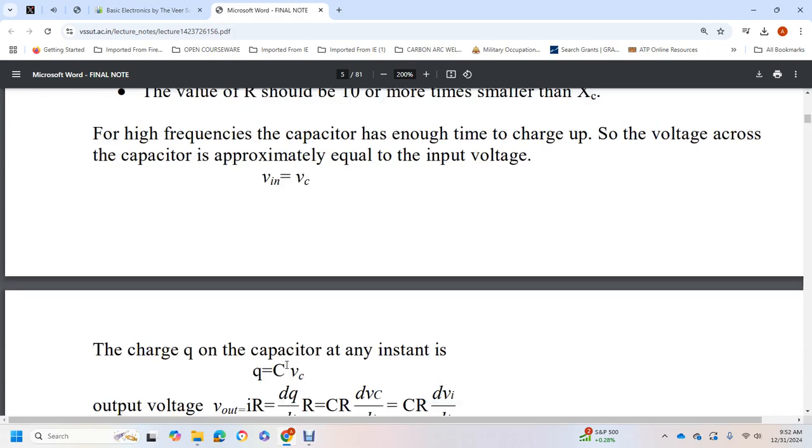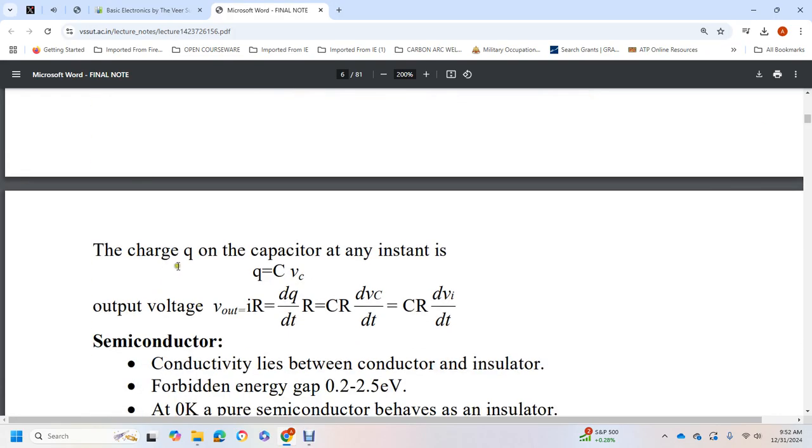Input voltage equals the voltage across the capacitor. The charge of the capacitor at any instant is equal to the capacitance times the voltage. Output voltage is the current times the resistance. The derivative of the charge with respect to time, times the resistance, equals the current times the resistance, which is the derivative of the capacitor voltage with respect to time times RC, equal to the output voltage.